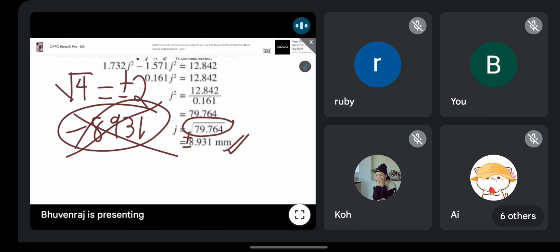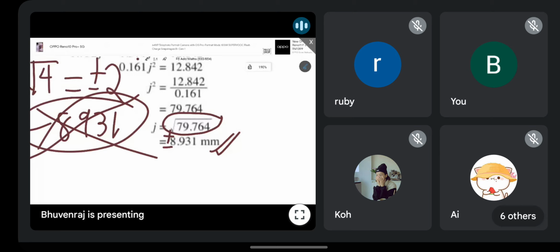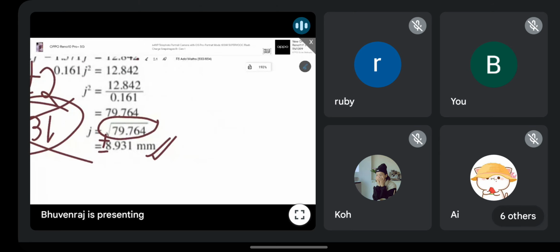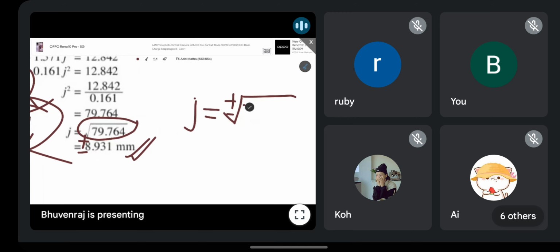Nak kata salah, macam tak pun, sebab yang ni adalah panjang. So panjang, mereka expect positif saja. Tapi kalau kamu nak, kamu boleh tulis macam ni. J sama dengan punca kuasa 2, kamu letak positif negatif sini, 79.764. Okay, kamu boleh tulislah jawapan dia positif negatif 8.931.